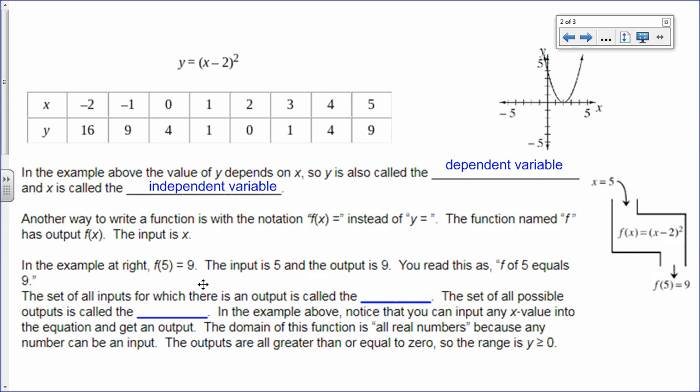The set of all inputs is called the domain. The set of all possible outputs is called the range. In the example above, notice that you can input any x value into the equation and get an output. The domain of this function is all real numbers because any number can be an input. But the range is a little bit different. It's y is greater than or equal to 0 because of this to the second power, y or f of x can never equal a negative number.